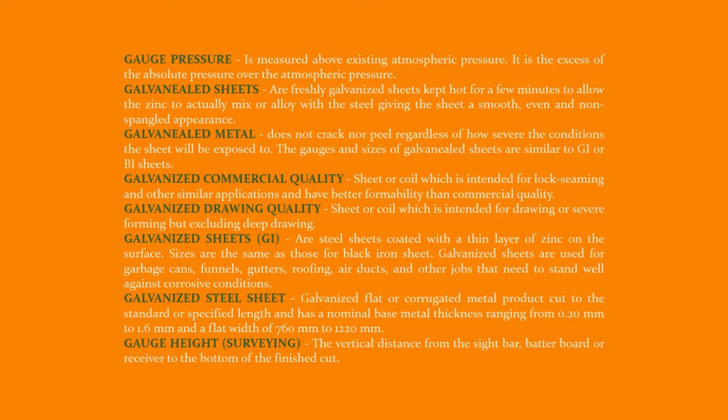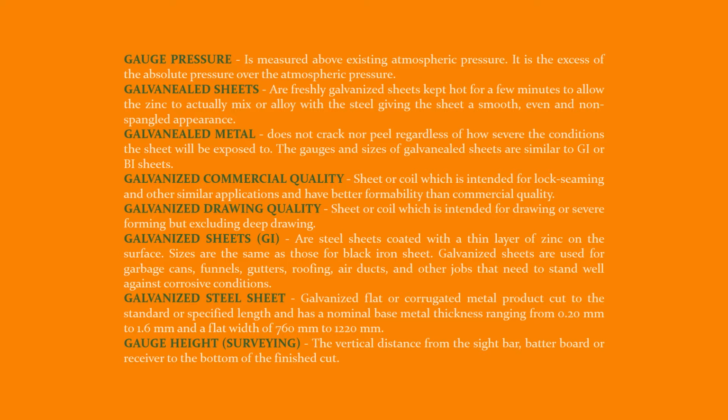Galvanized commercial quality sheet or coil, which is intended for lock seaming and other similar applications and have better formability than commercial quality. Galvanized drawing quality sheet or coil, which is intended for drawing or severe forming but excluding deep drawing. Galvanized sheets GI are steel sheets coated with a thin layer of zinc on the surface. Sizes are the same as those for black iron sheet.